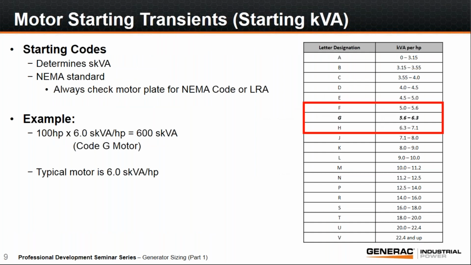The other way we can calculate an SKVA, a starting kVA, is to use the NEMA starting code. So sometimes they'll list the LRA. The other thing we could do is look for the NEMA starting code. Code G motors are most common, so we would multiply the horsepower by the factors you see in the table. The typical number we use for rule of thumb sizing is 6, kind of midway in code G. So if I had a 100 horsepower motor, times 6 is 600 start kVA. So that is going to be the impact on the alternator.